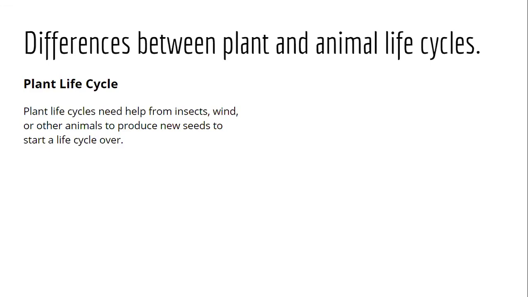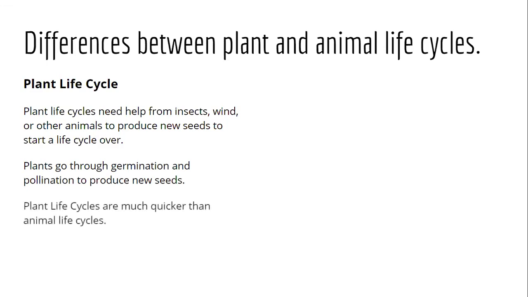So the difference between plants and animals is that plants need help from other insects, winds, or animals to get them growing in the life cycle to repeat. Plants go through germination and pollination to produce new seeds. Plant life cycles are much quicker than animal life cycles.